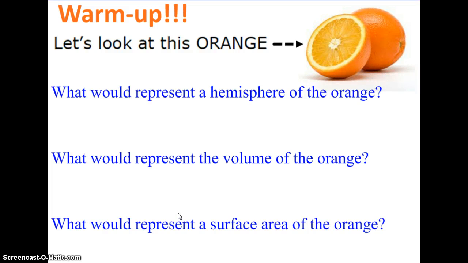This is all about surface area. So what I'd like for you to do is stop and think about this orange. What would represent a hemisphere of this orange? What would represent the volume of the orange? And what would represent the surface area? Think of the parts of an orange, like the seeds, the peel, the pulp, the actual stuff. What does this represent?